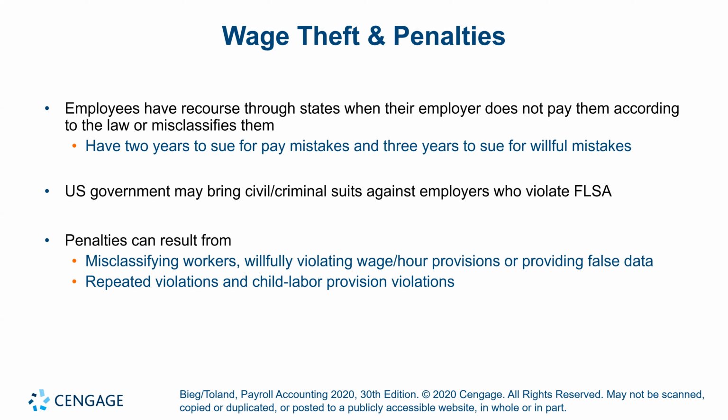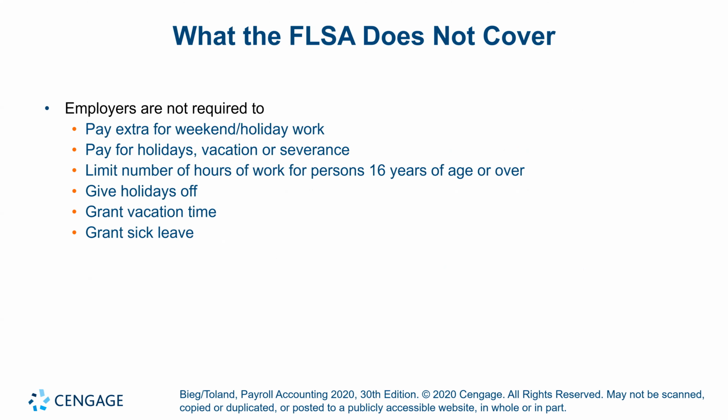And then for child labor provision violations, maximum fine $12,845 if there is not serious injury or death, $58,383 if there is serious injury or death. Willful or repeated violations will cause maximum penalty of $116,766. So again, those penalties are covered on page 14 of chapter 2, so 2-14.